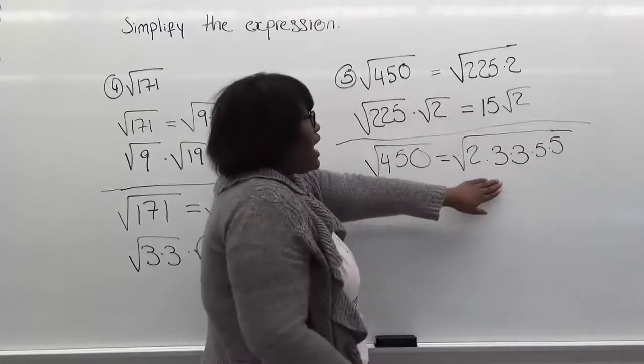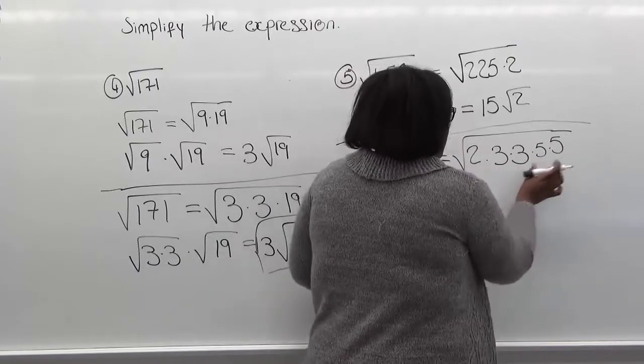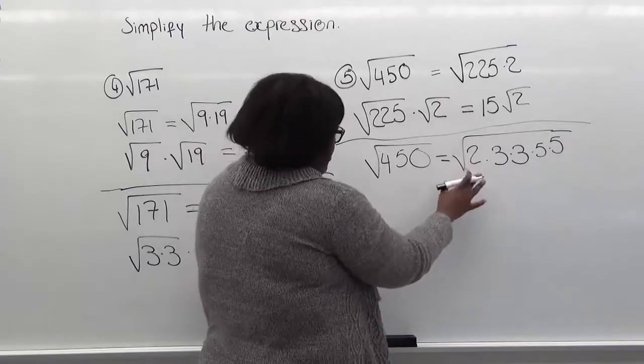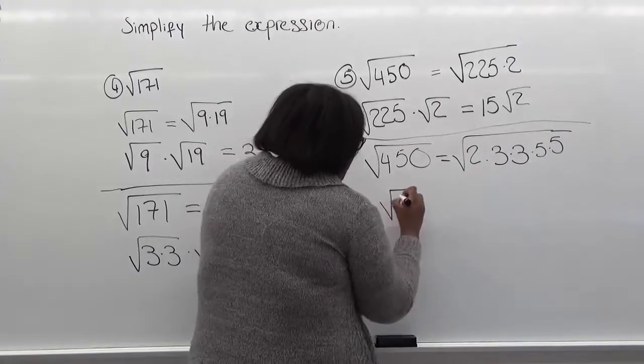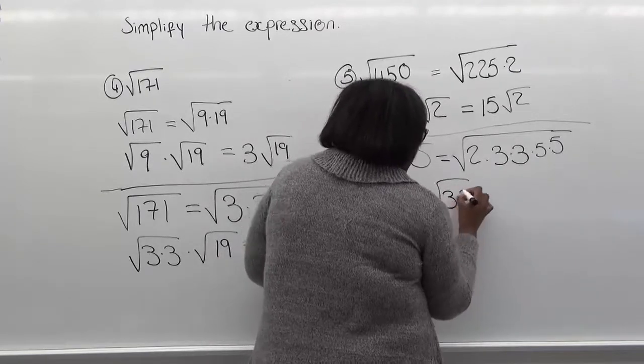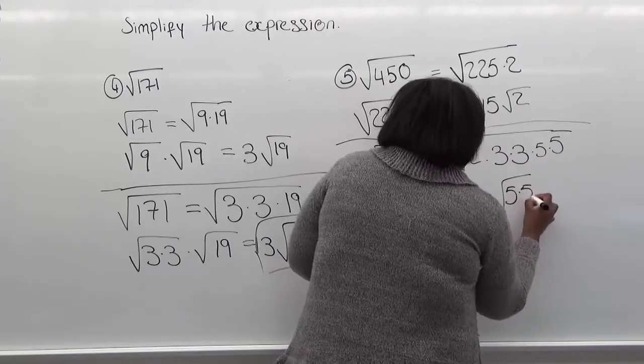Again, as you can see, we have 2 threes and 2 fives. So we know there's a pair. So we're going to separate this in pairs, leaving the one that does not have a pair. So we're going to have the square root of 2 times the square root of 3 times 3 times the square root of 5 times 5.